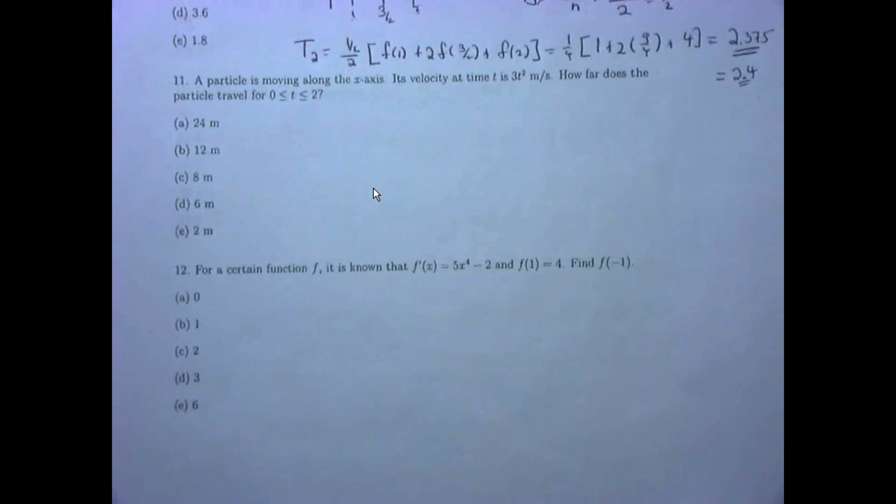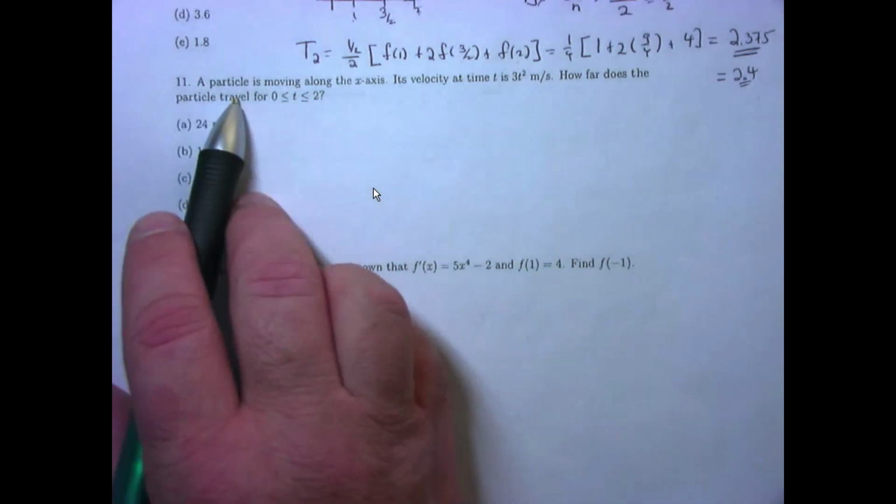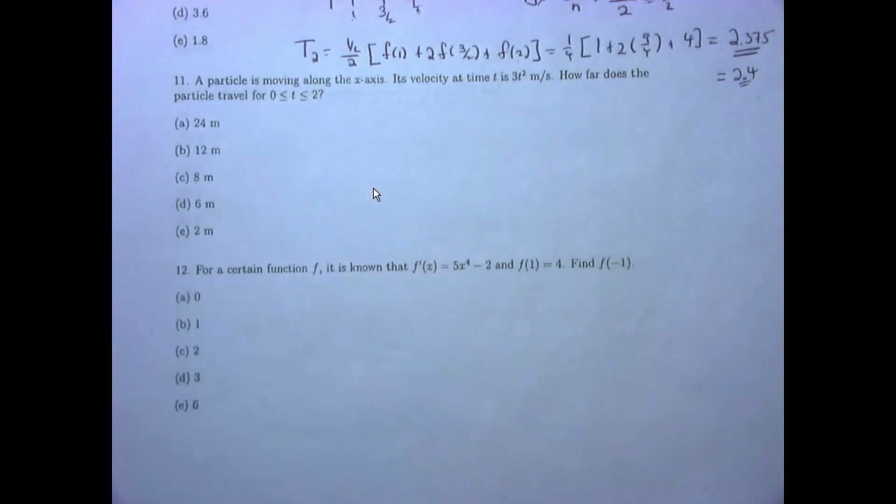All right, another application problem here. A particle is moving along the x-axis. Its velocity at time t is 3t squared meters per second. How far does the particle travel between 0 and 2? How far does the particle travel? Be careful. They're looking for how far did the particle travel, remember, displacement versus total distance. What are they asking for in this problem?